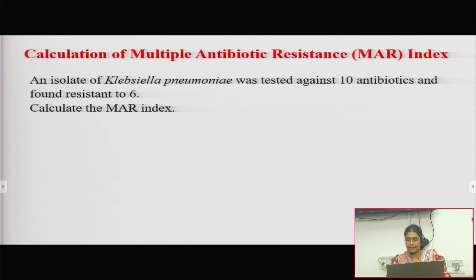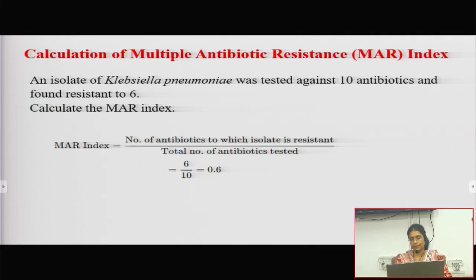This was tested against 10 antibiotics and found resistant to 6. Now, we are asked to calculate the MAR index. Since you do not know, this is how it is calculated. An MAR index is the number of antibiotics to which the isolate is resistant divided by the total number of antibiotics tested. And we get a value. So here for this example, it is 0.6.